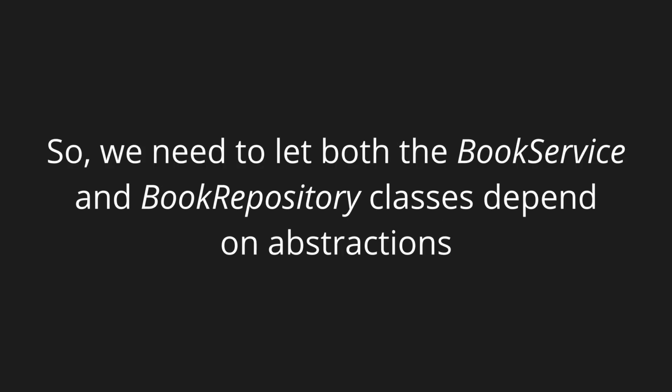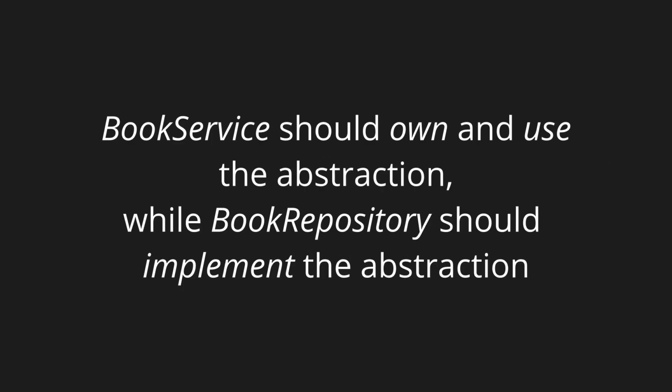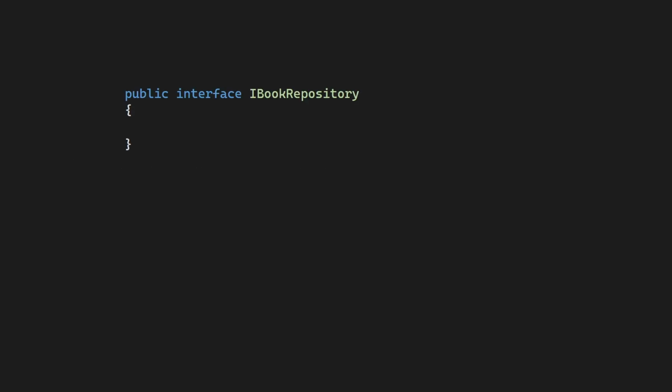So we need to let both the book service and book repository classes depend on abstractions. The book service class should own and use the abstraction, while the book repository class should implement the abstraction. Let's see how this works. So we define an abstraction. This abstraction can be an interface or abstract class. So let's create an interface, say IBookRepository, and we need to define a member that needs to be invoked by the consumer. The consumer in our example is the book service class. So let's define the add method.